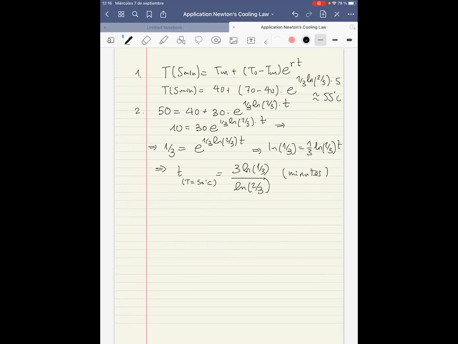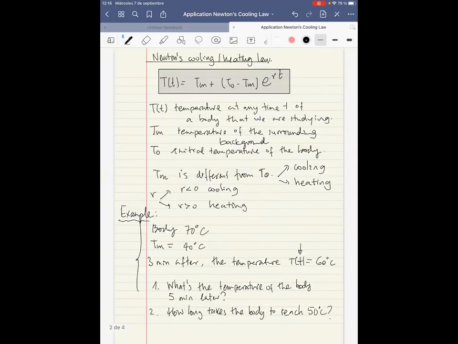You could do the same application with a body that is actually heating up. With the initial data that they give you, you will come up with an R that is positive, and that's going to be the difference. So I just wanted to show you a very simple application of Newton's heating law.